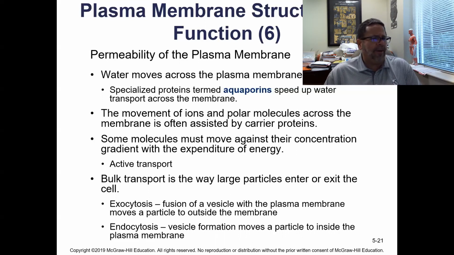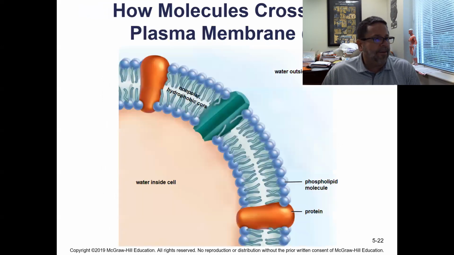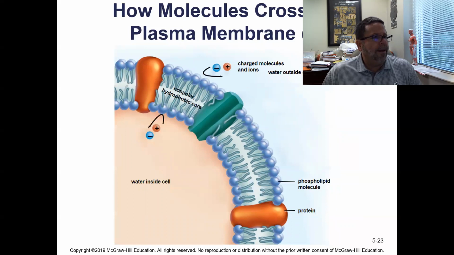Exocytosis would be the cell getting rid of something really big, chunking out something. Endocytosis would be the cell engulfing a large particle, like a bacteria being eaten by a macrophage, one of our immune cells. Okay, and here we're just showing you how some of these look, once again, where they would be.